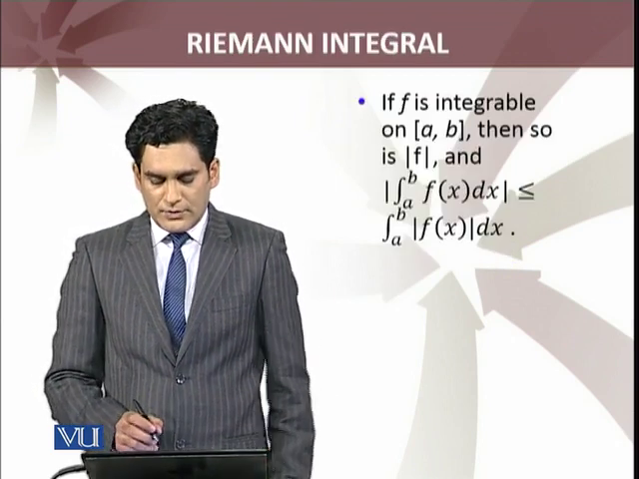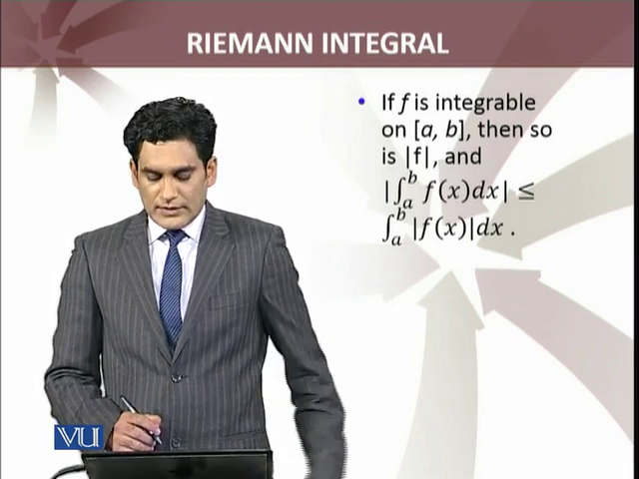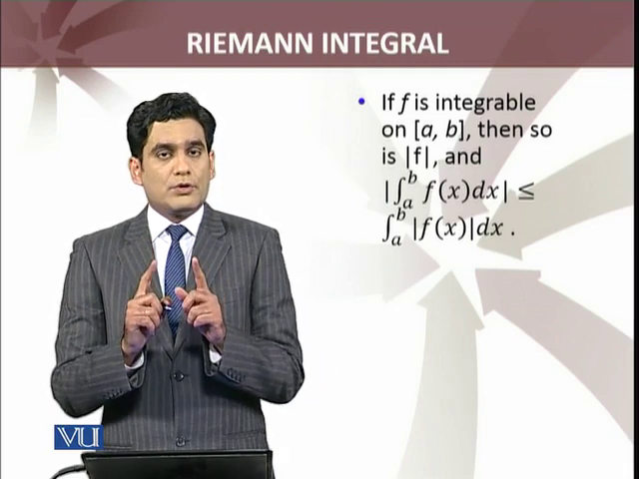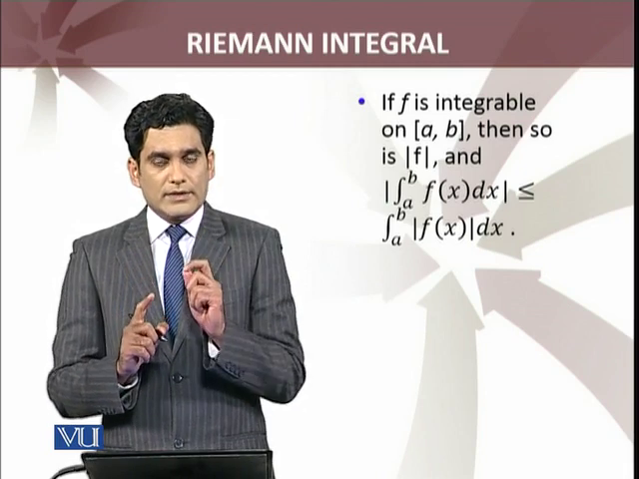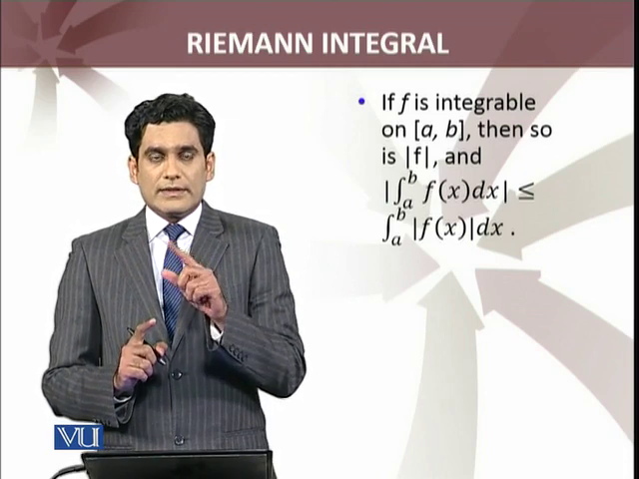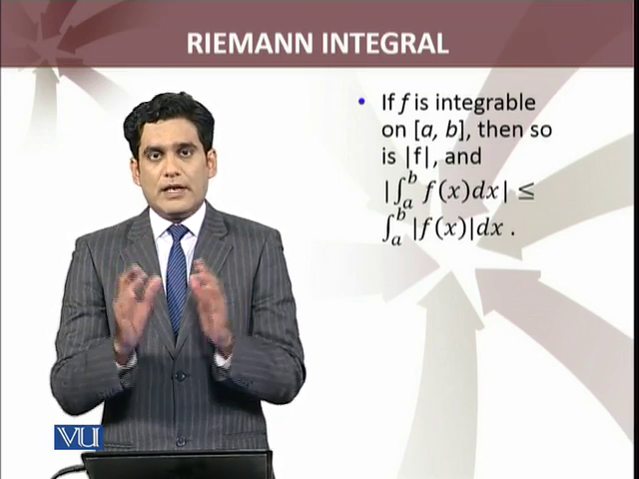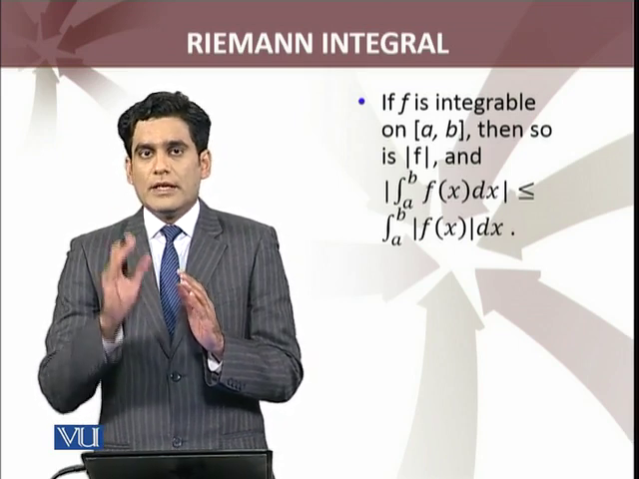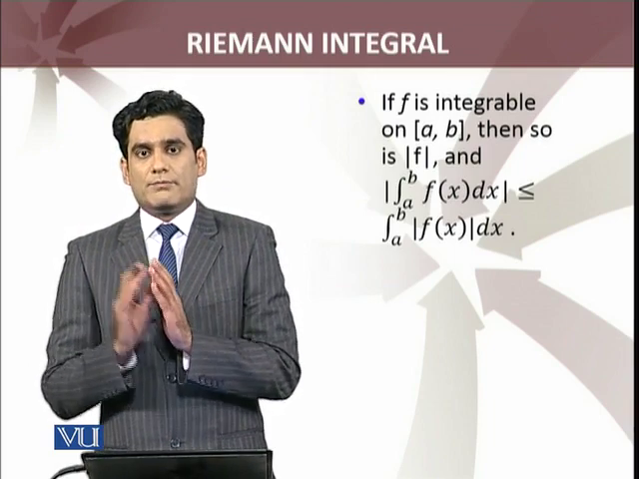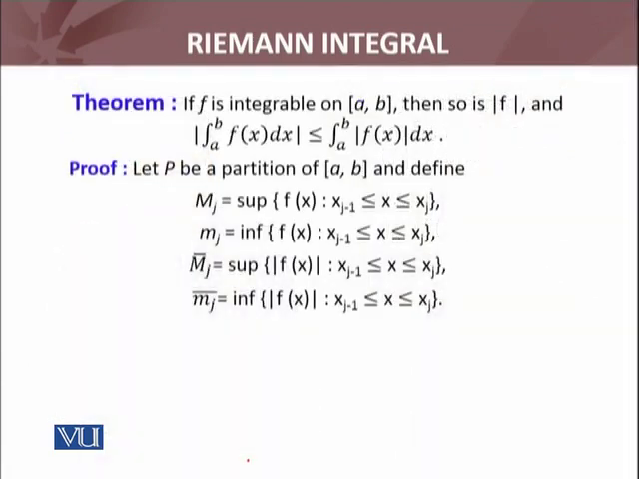If f is integrable on the closed interval [a, b], then so is |f|. |f| will also be integrable, that is the first point. Furthermore, the absolute value of the integral of f of x from a to b will be less than or equal to the integral from a to b of |f|. We will prove this: if f is integrable on [a, b], then so is |f|, the first point. Furthermore, we will prove this inequality.